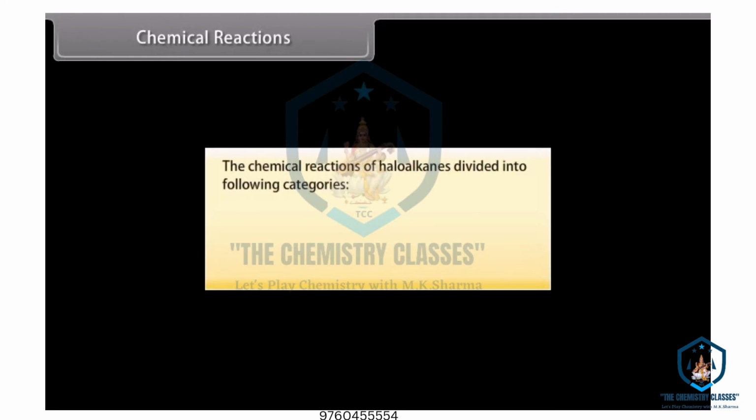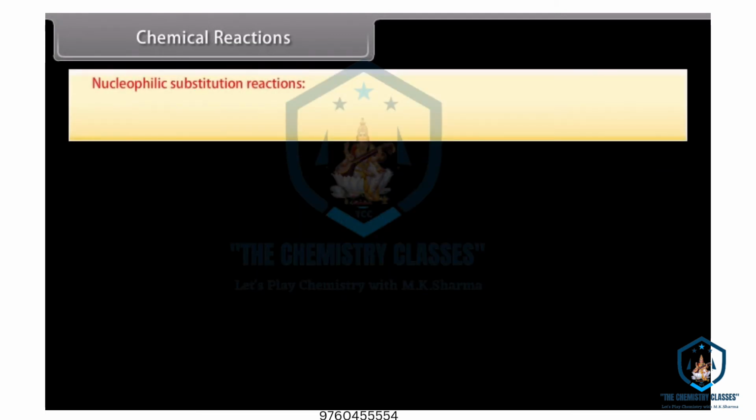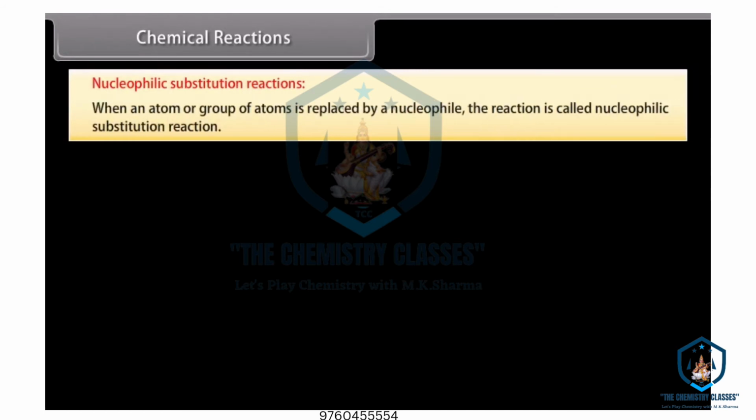Chemical reactions. The chemical reactions of haloalkanes are divided into following categories: nucleophilic substitution, elimination reactions, and reaction with metals. Nucleophilic substitution reactions. When an atom or group of atoms is replaced by a nucleophile, the reaction is called nucleophilic substitution reaction.